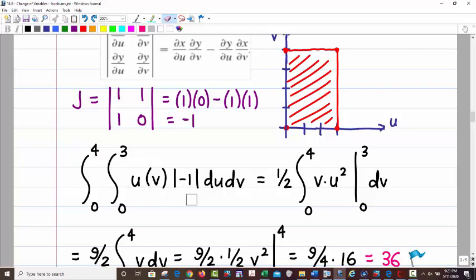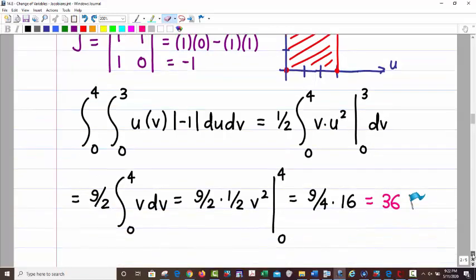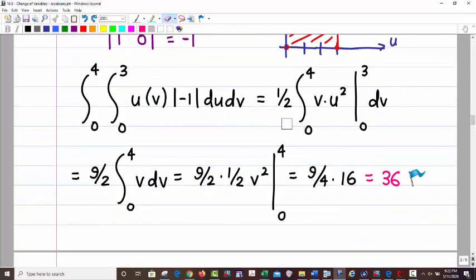So the antiderivative of u with respect to u would be 1/2 u squared. Put in 3, put in 0. 3 squared is going to give you a 9. So I'm going to take that 9, move it out with the 1/2, and make that 9/2. Then I go from 0 to 4, v dv. So the antiderivative of v with respect to v will be 1/2 v squared. I put in 4. Now I went ahead and combined the 1/2 with the 9/2 to make 9/4, and then 4 squared is 16. So I have 9/4 times 16, which equals 36.